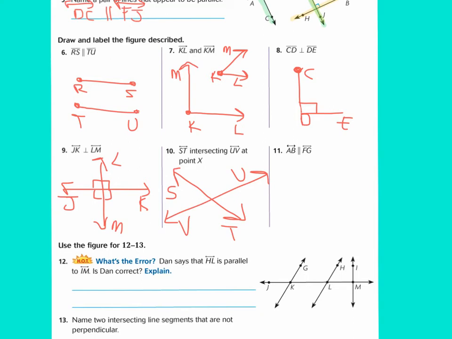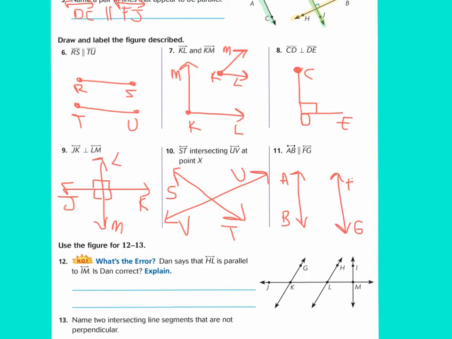And then lastly, AB is parallel to, I'm going to go parallel this way, to FG. So AB is parallel to F and G. So it should look something to that effect.